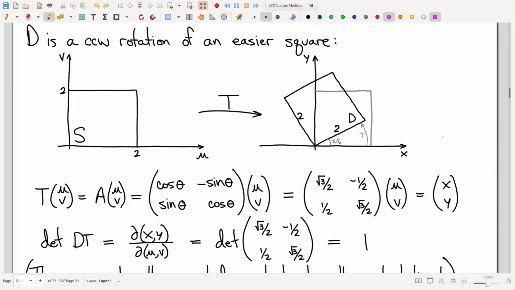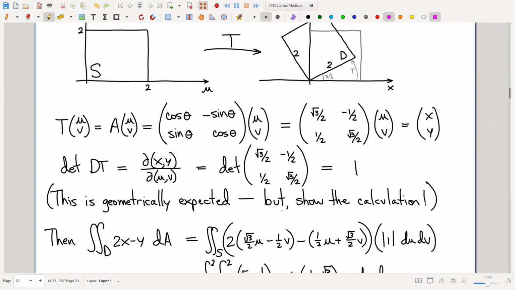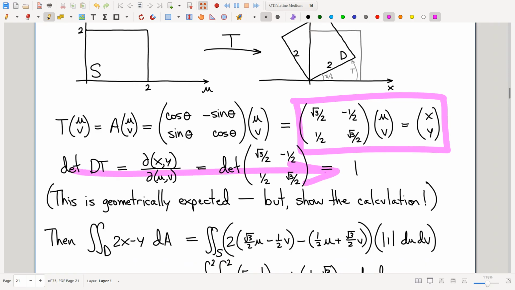Okay, all over but the shouting at this point. Pretty much. We do have to compute the stretching factor, but here's our formula for x and y as functions of u and v. You take various partials, and your stretching factor is 1. And don't forget to insert that stretching factor into your new integral.